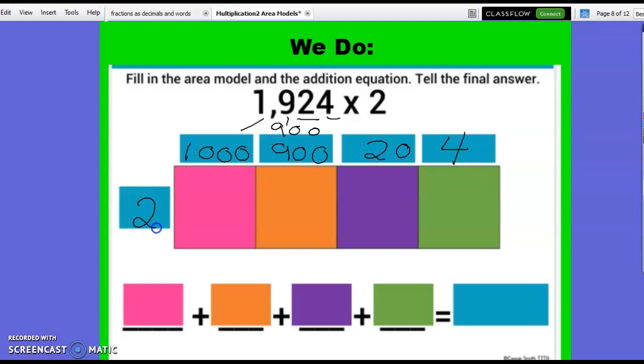If you have not created your rectangular area model, make sure that you do so. In the first pink box that we have here, in your first box, you're going to multiply 1,000 times 2. I like to rewrite it so I can see it in the equation. So if I go 2 times 0, I have 0. 2 times 0 is 0. 2 times 0 is 0. 2 times 1 is 2, and you add your 3 zeros.